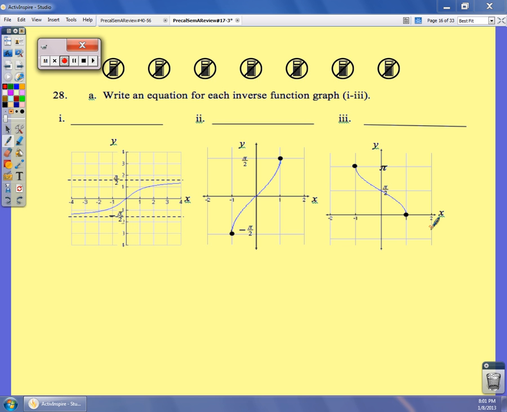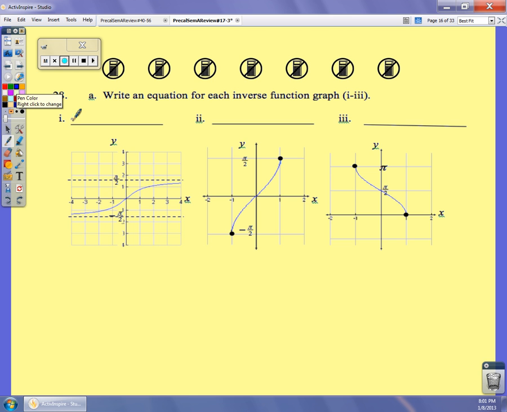On number 28, we're asked to write an equation for each inverse function graph, and we have 3 of them here. Number 1, I think, is kind of obvious. If you were to turn this one on its side, it would look just like the function that it is the inverse of, and it would look like the tangent function.